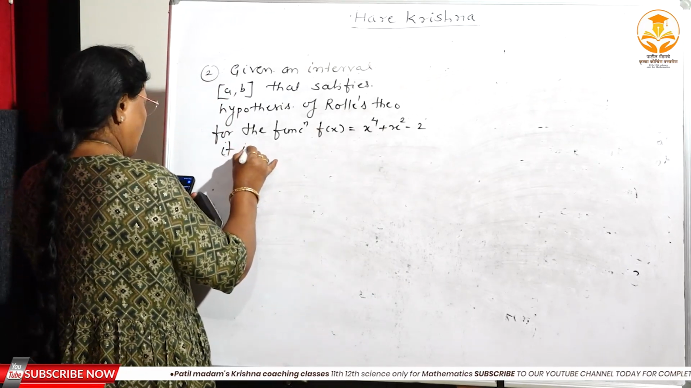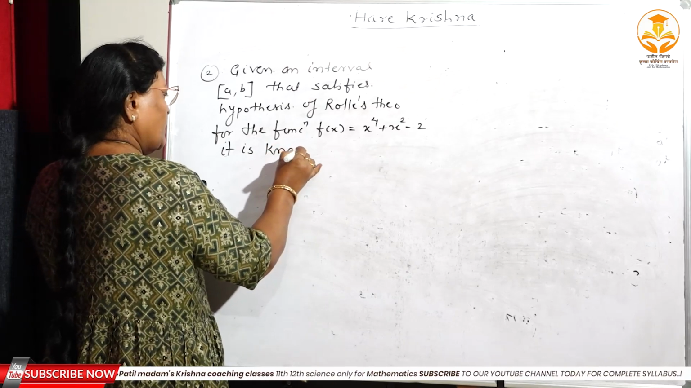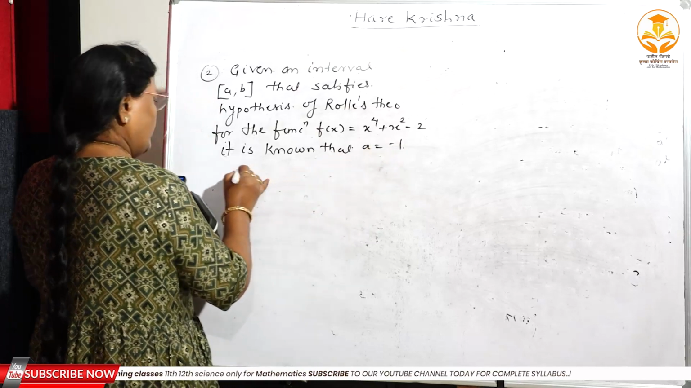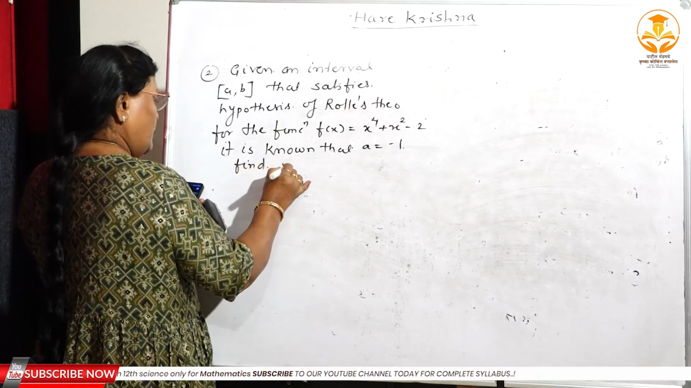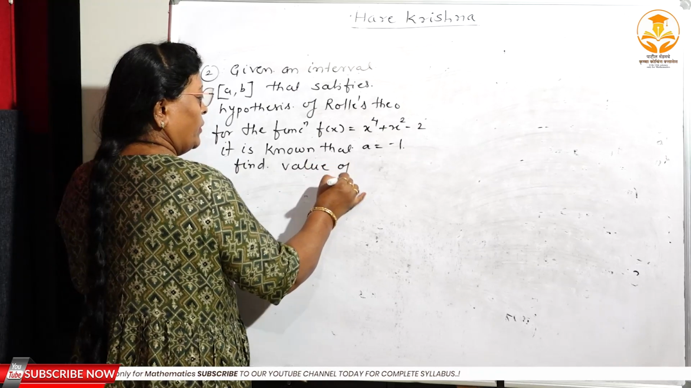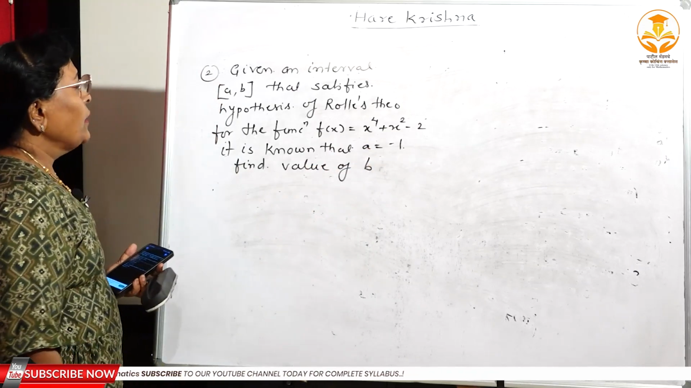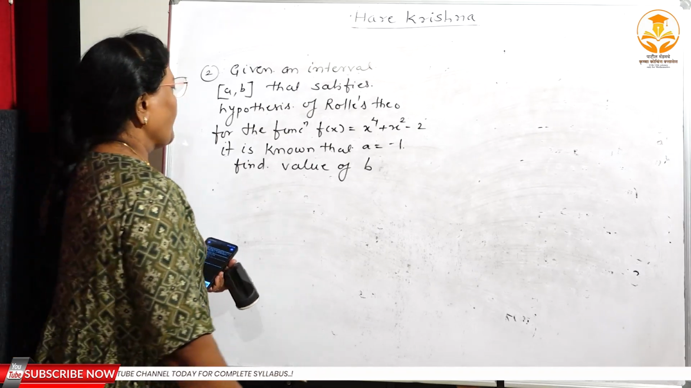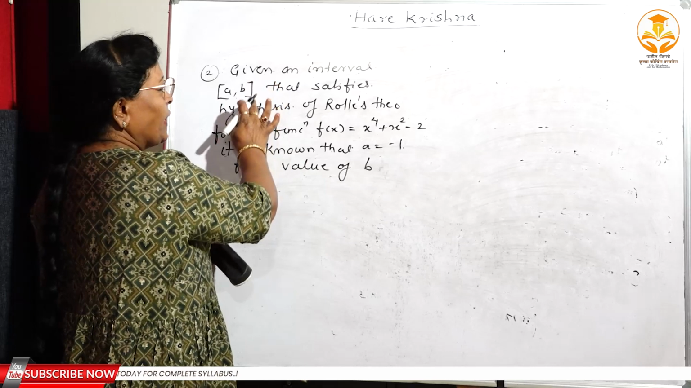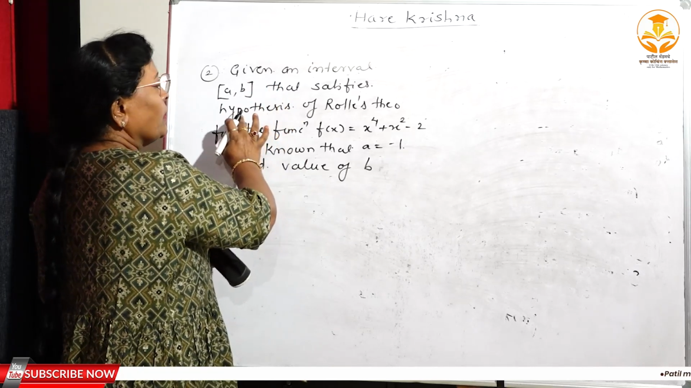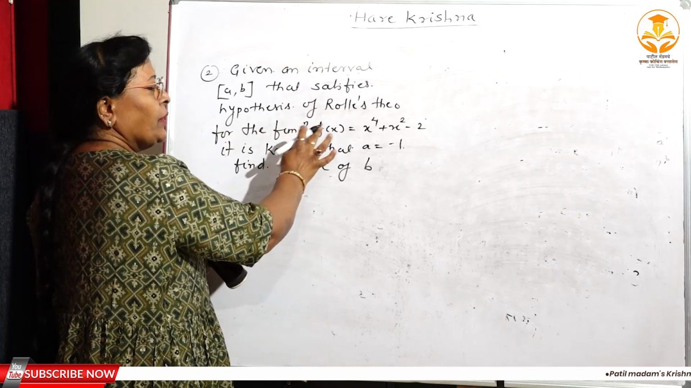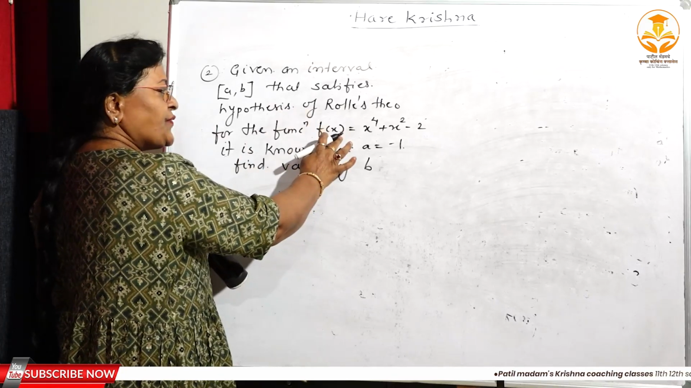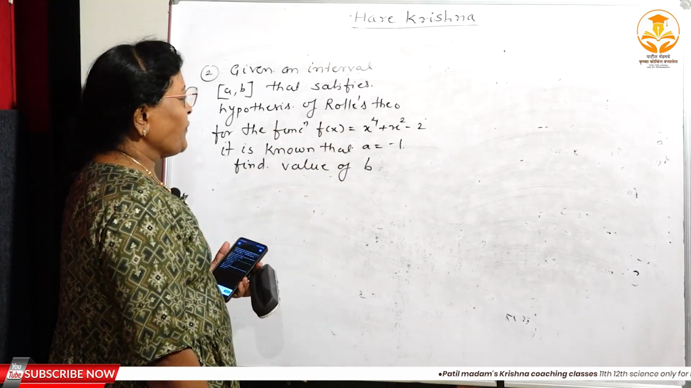It is known that a is equal to minus 1. Find the value of b, isn't it? Now, given an interval a comma b that satisfies the hypothesis of Rolle's theorem for the function, it means this function satisfies all the conditions of Rolle's theorem.